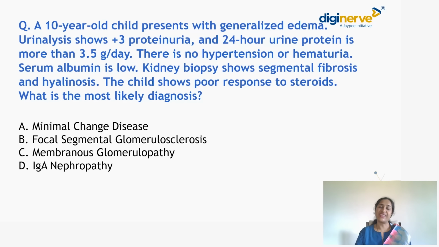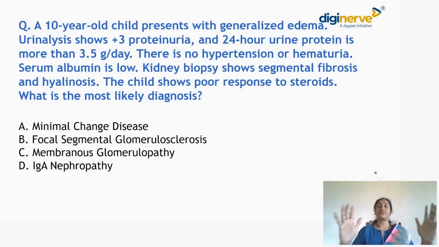Next question. A 10-year-old child presents with generalized edema. Urine analysis shows a 3 plus protein. 24-hour urine protein shows more than 3.5 gram per day. There's no hypertension, there's no hematuria. Serum albumin is low. Kidney biopsy showed segmental fibrosis and hyalinosis. The child also shows a poor response to steroids.